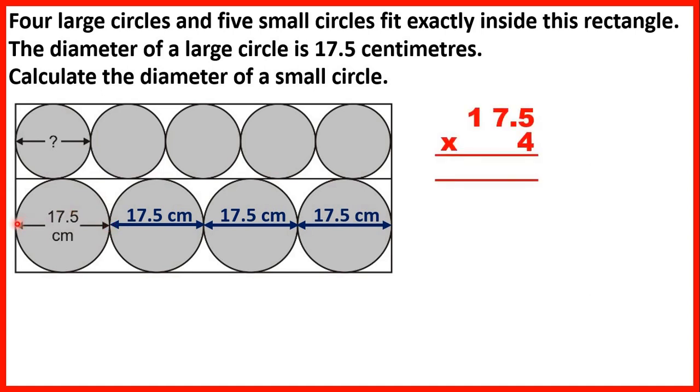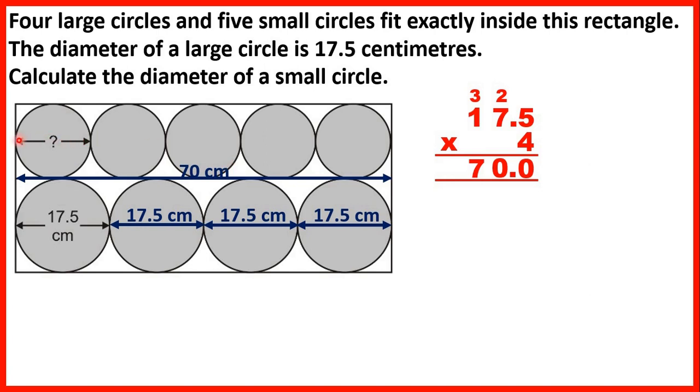And if we multiply 17.5 by 4, that will give us the total length of the rectangle. So 17.5 times 4 is 70.0. So if we have a 0.0 on the end, we have a whole number. So we found that the total length of the rectangle is 70 centimetres. So 5 small circles make 70 centimetres.